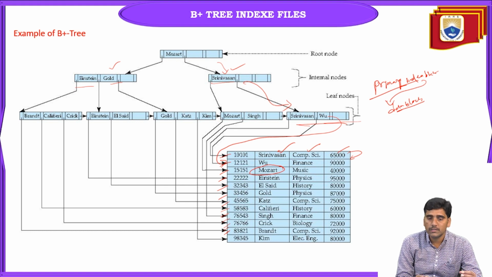So this is the form of a B plus tree. It contains root nodes, internal nodes, and leaf nodes, and the leaf nodes are pointing to the data, exactly what you want to display.